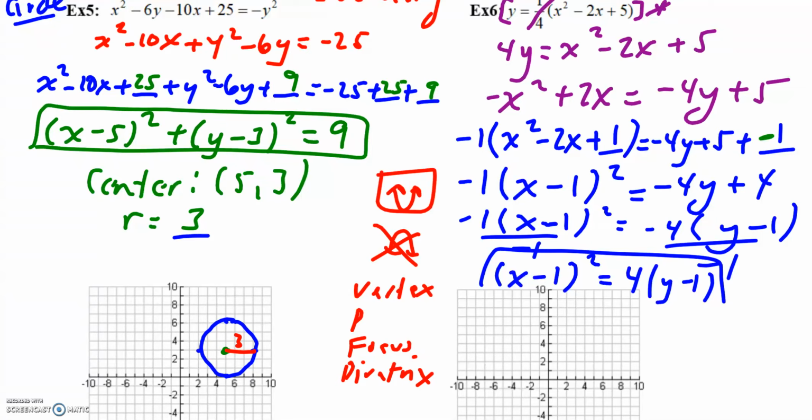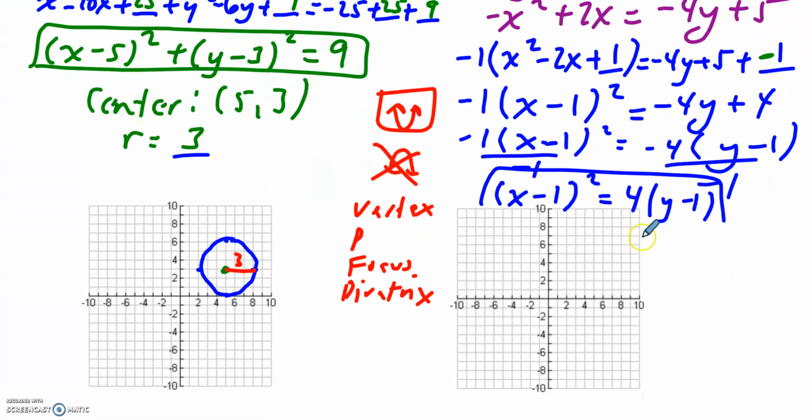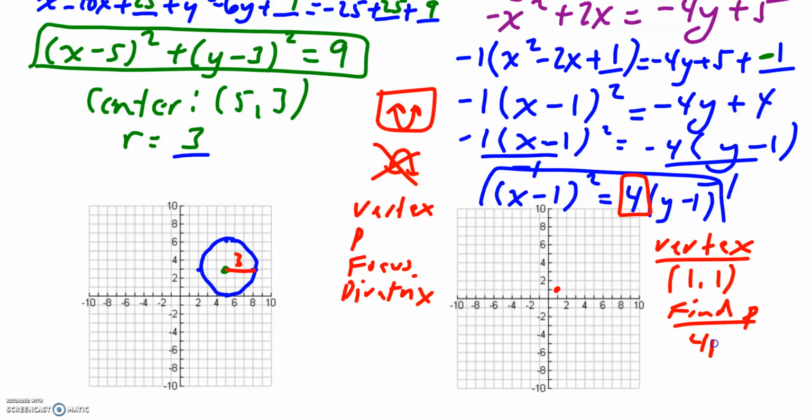Maybe the axis of symmetry also, if we would like to sketch this. So let's see. My vertex is going to be at 1, 1. So I'm going to go ahead and graph that already, 1, 1. My p-value is determined by this 4. And remember, this is really equal to 4p. So if I would like to find the p-value, I would set 4p equal to 4. So I'd get that p equals 1.